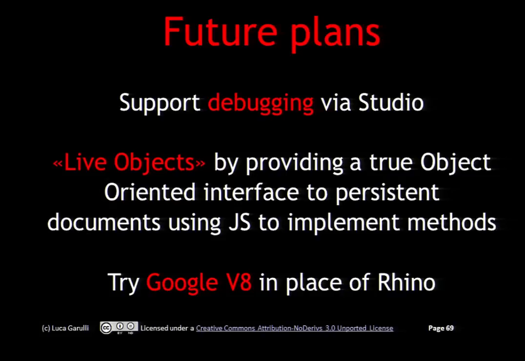Future plans. We'd like to add debugging inside the web studio. In this way, you can debug your functions step by step. This is cool. Rhino allows you to hook the debugging interface, so it could be done. Live objects: in OrientDB we have classes, and I'd like to create methods developed in JavaScript. So the new release of OrientDB will have live objects, so your object will be persistent in your database, and you can execute methods against the object. And we'd like to try Google V8 in place of Rhino to see if it's faster.